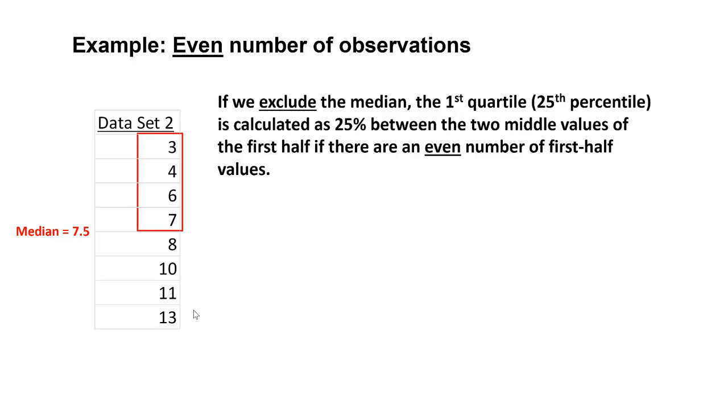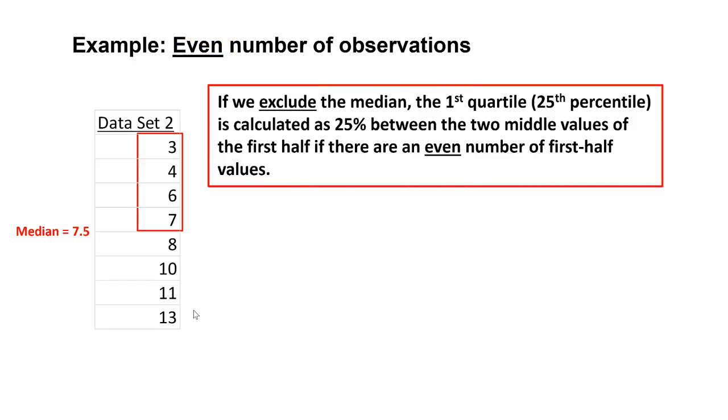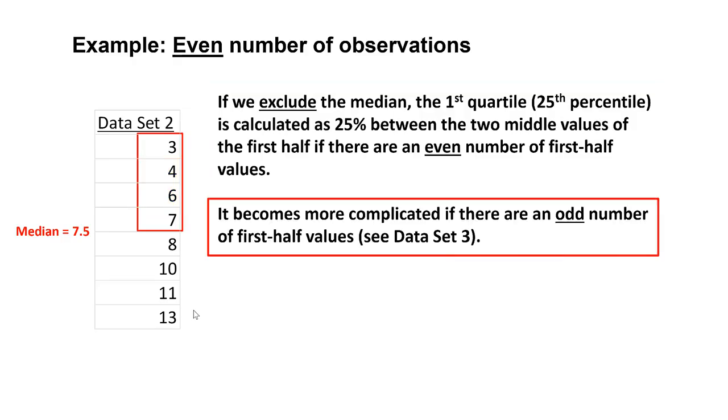Now, if we exclude the median, again, here we're talking about an even number of observations, the first quartile, also the 25th percentile, is calculated as 25% between the two middle values of the first half if there are an even number of first half values. If we have 8 data points here, then the median is going to be calculated as 25% between 4 and 6. It becomes a lot more complicated if there are an odd number of first half values, and I'll show you how to do this with data set 3.